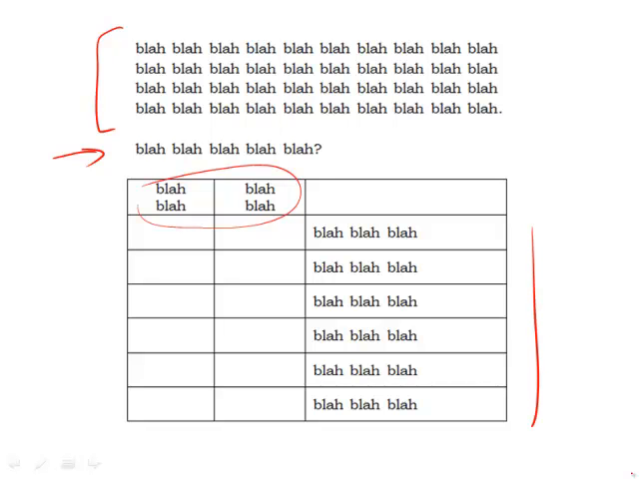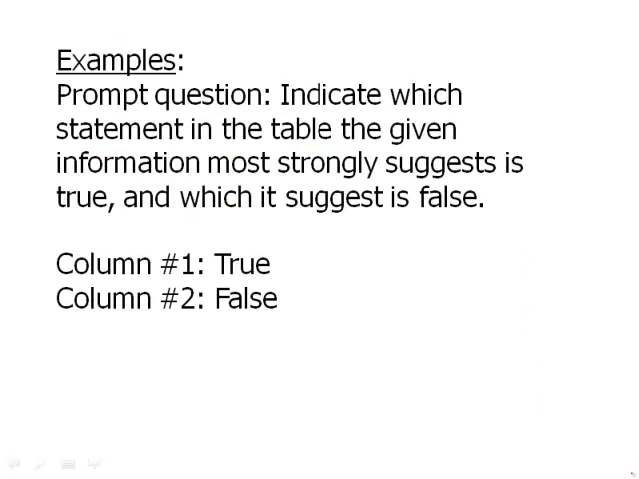So to give you a sense of the variety of this question, I'm going to show you examples of question stems and what the column headings would be, just to give you a sense of the kind of variation here. So for example, the paragraph could be any argument. Then we have a prompt question. Indicate which statement in the table the given information most strongly suggests is true and which it suggests is false.